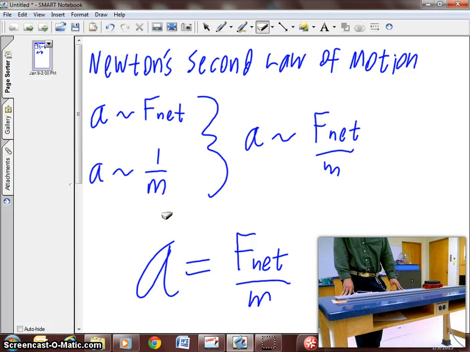So therefore we get the combined proportion that states that the acceleration that an object undergoes is directly proportional to the net force applied to it and inversely proportional to its mass. That is Newton's second law of motion, and you can see the equation form: acceleration is equal to the net force divided by the mass.